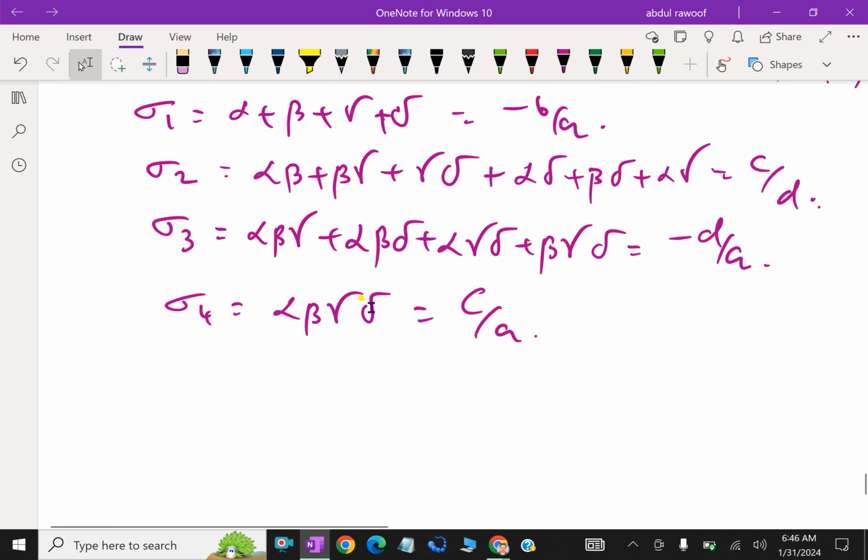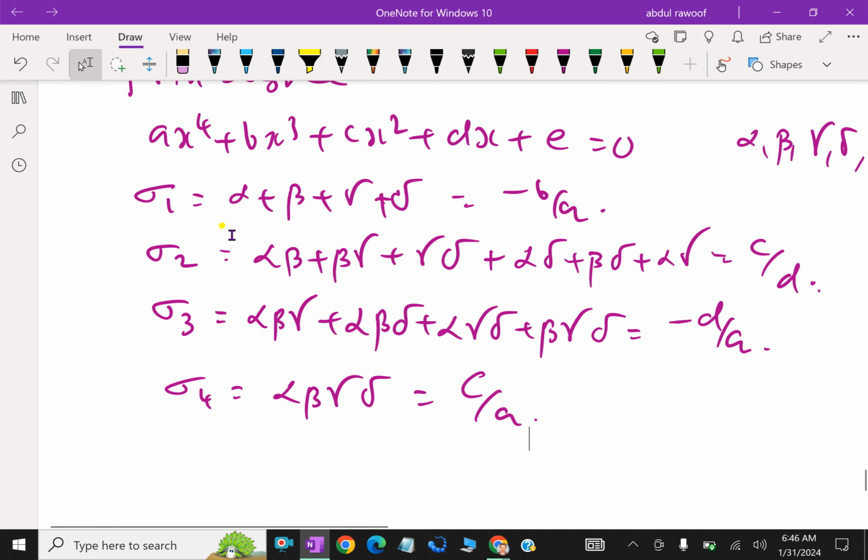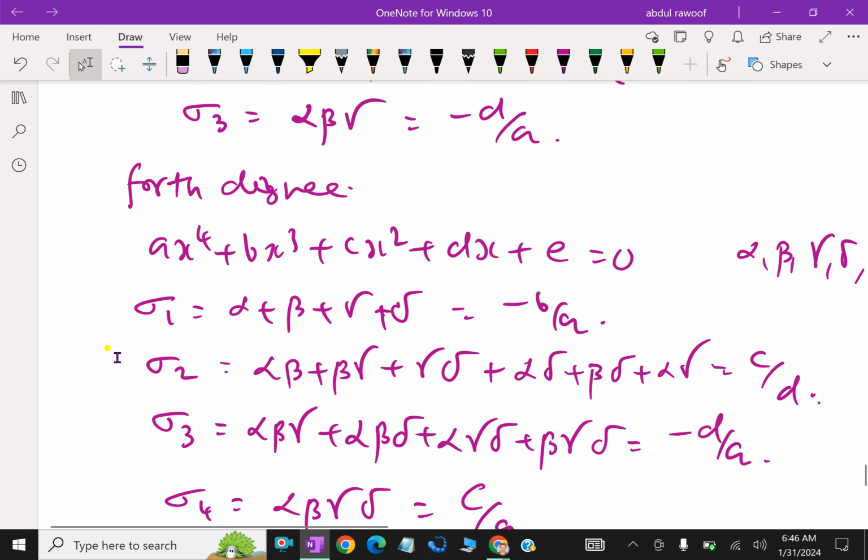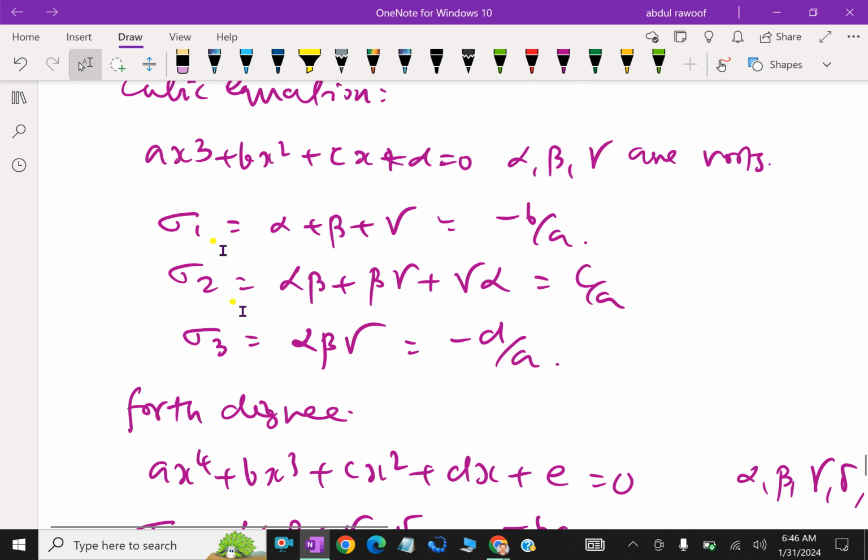Look at here, these are in a continuous process. For a fourth degree equation we need to find sigma 1, sigma 2, sigma 3, sigma 4. If it is a cubic equation, we have to find sigma 1, sigma 2, sigma 3. That means this relation is useful to easily solve the given equations of any degree. We have done.